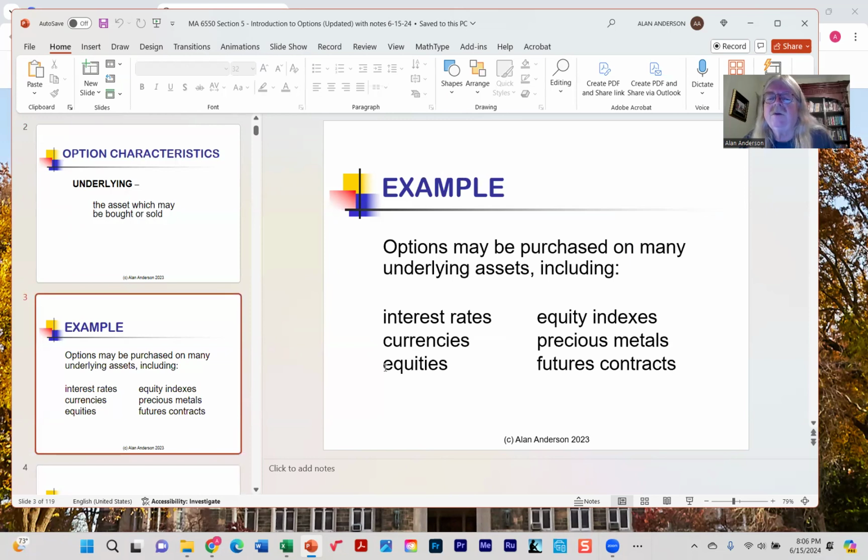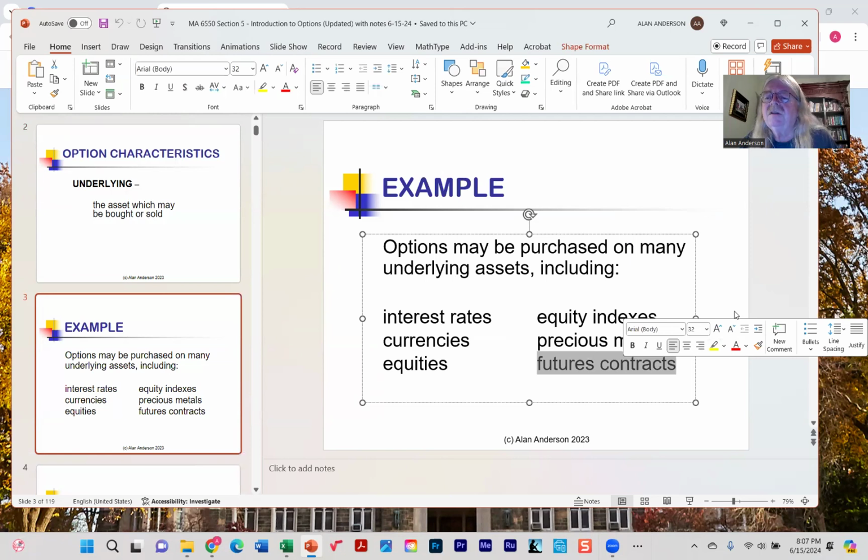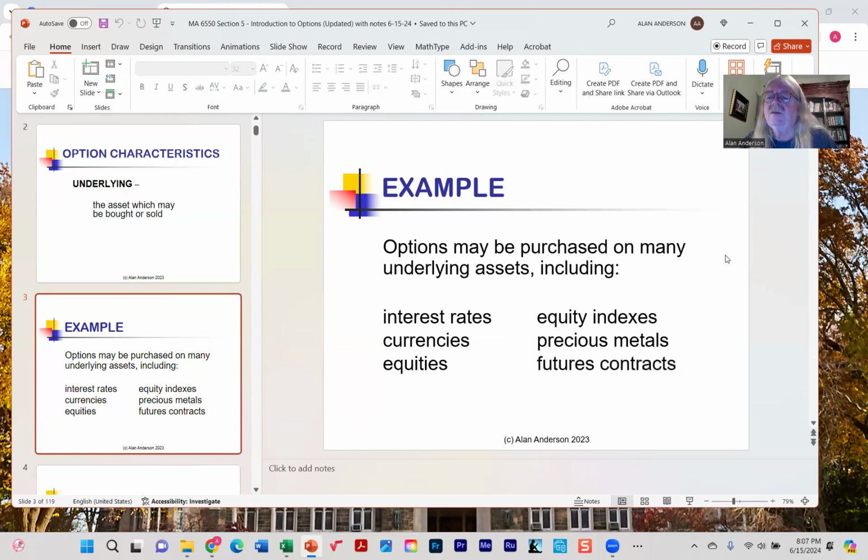currencies, equities, which means individual stocks, equity indexes like the Standard & Poor's 500 or the Dow Jones Industrial Average, precious metals, gold, silver, platinum, for example. Now, here's where it gets interesting. You can actually buy an option on a futures contract. Well, how does that work?